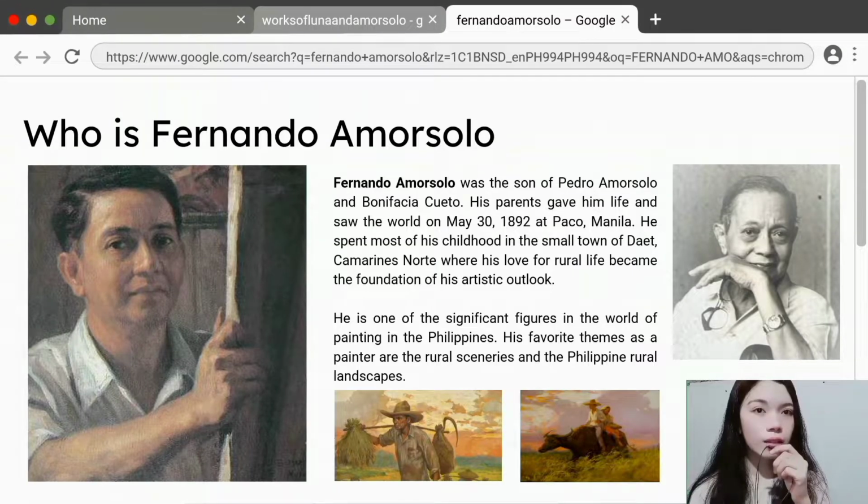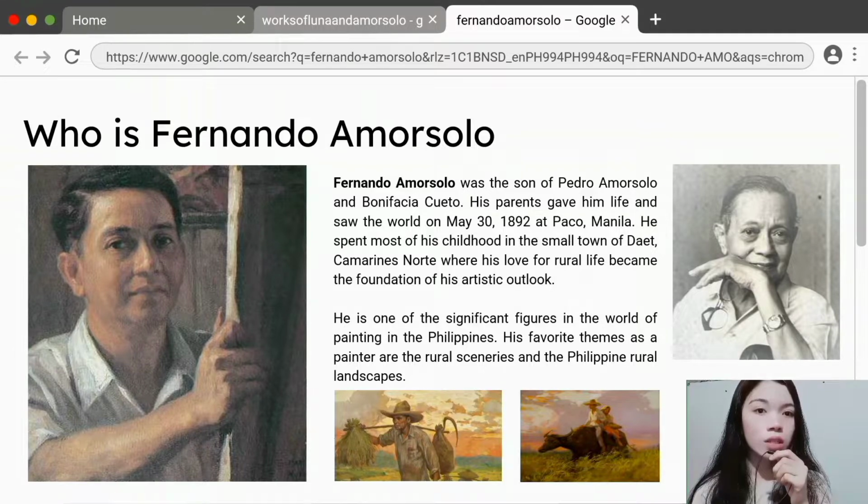Who is Fernando Amorsolo? Fernando Amorsolo was the son of Pedro Amorsolo and Bonifacia Cueto. His parents gave him life and he saw the world on May 30th, 1892 at Paco, Manila. He spent most of his childhood in a small town of Daet, Camarines Norte, where his love for rural life became the foundation of his artistic outlook.